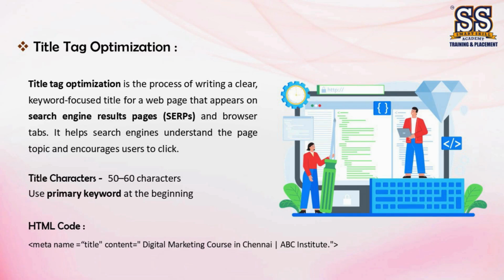In this example for a digital marketing course in Chennai, we've placed the target keyword up front, followed by the brand name, ABC Institute. It's clean, relevant, and optimized for success. Remember, your title tag is your first impression, make sure it counts. Let's move on to meta descriptions next.